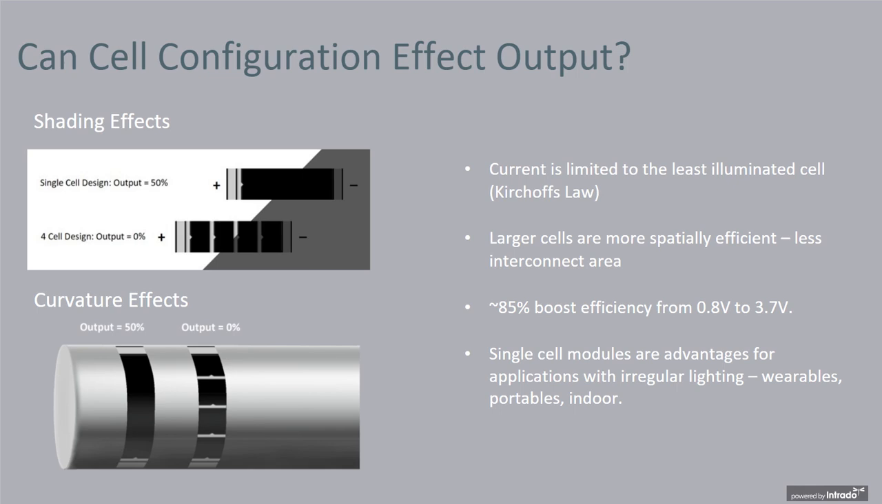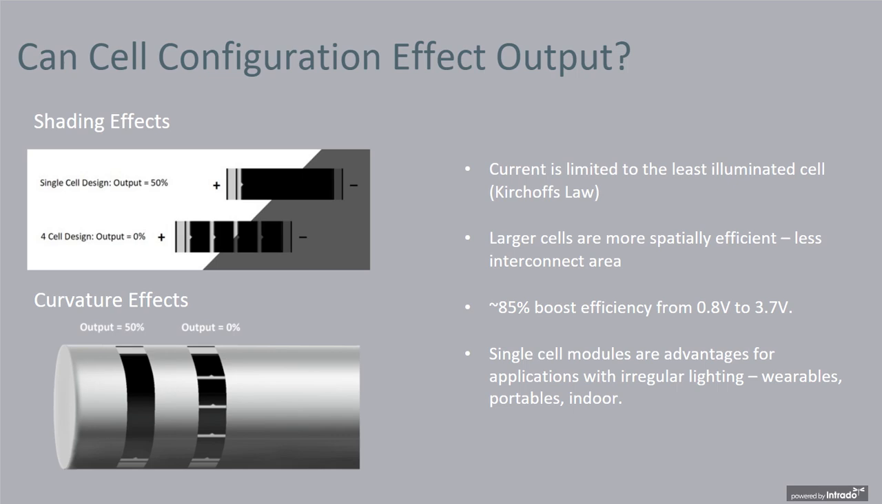So can cell configuration affect output? Of course it can. A PV cell can consist of one or more cells connected in series. And we know from Kirchhoff's law that any point on a single branch of a circuit has to have the same amount of current. So if you have one cell that is shaded and you have a multi-cell panel, all of the other cells are going to perform as if they were shaded.